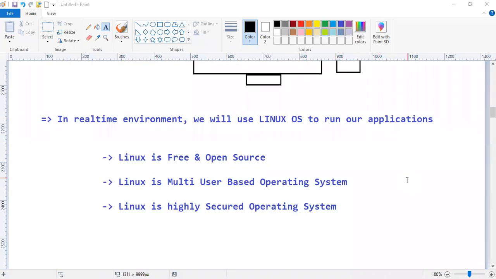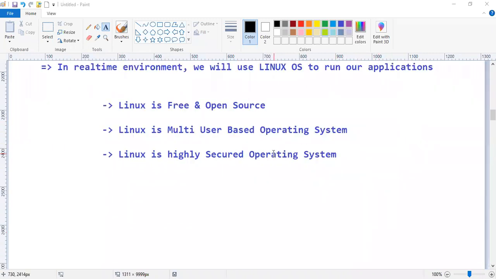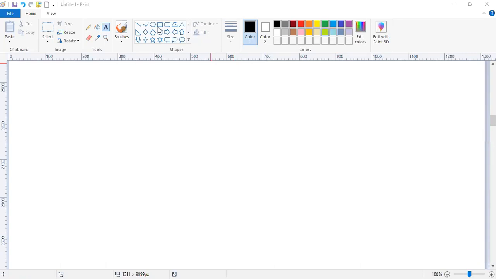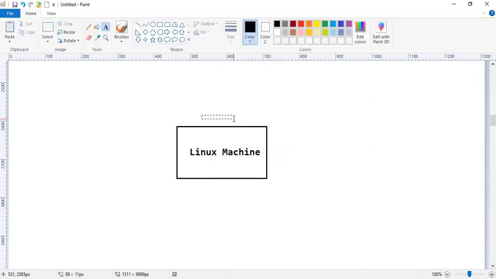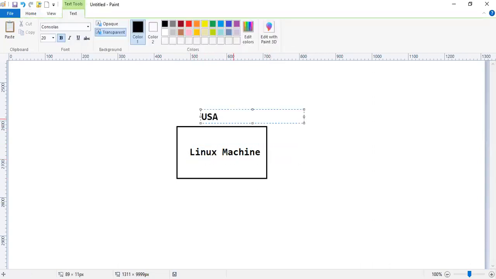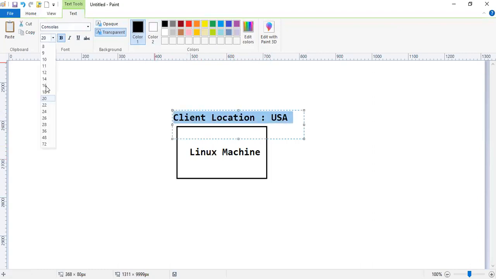Linux is a multi-user based operating system. What is the meaning of multi-user based operating system? Assume that I have one Linux machine in my company, a computer with Linux operating system available. This computer is available in a USA client location, where I have installed my server and I am running my application. Are you clear with my point?